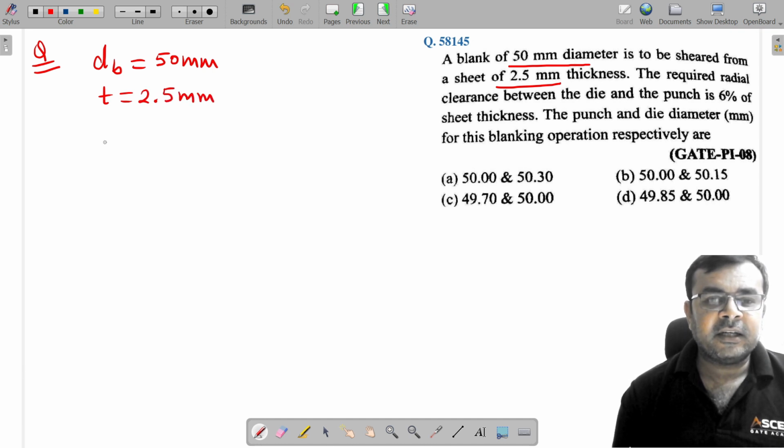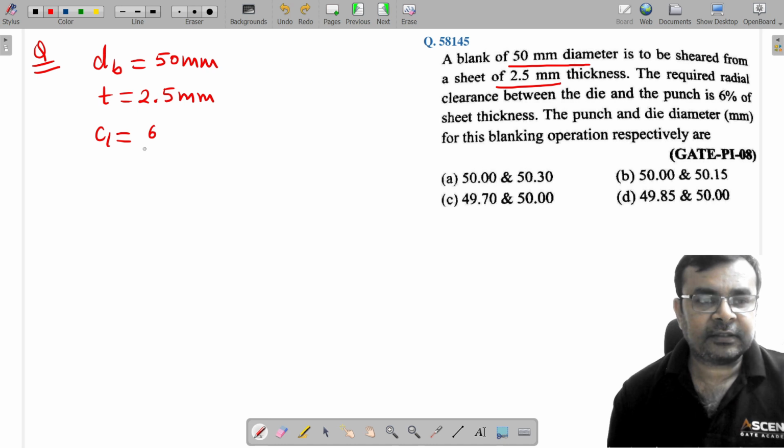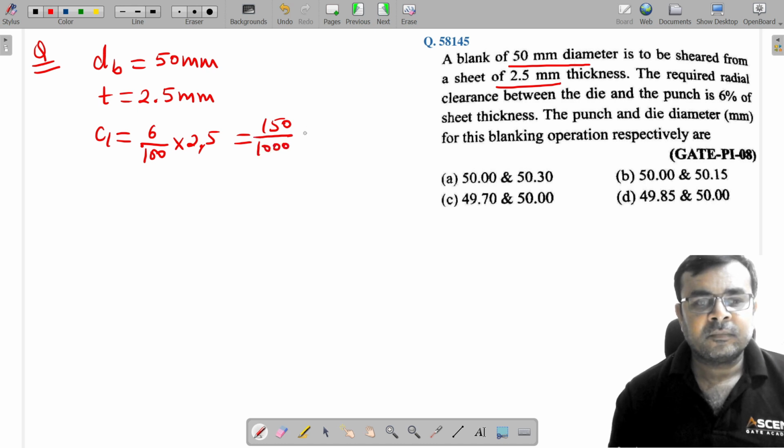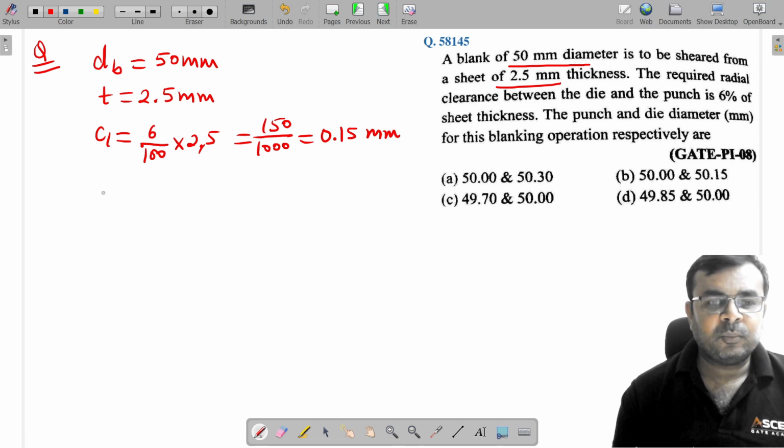The required radial clearance between the die and the punch is 6% of sheet thickness. This is radial clearance. Radial clearance means C, and this is 6%, means 6 by 100 into sheet thickness. Is it right? So this is 2.5. Correct? So if you simplify this, then here we get 150 by 1000, or simply you can say 0.15 mm. Yes or no? 0.15 mm. This is radial clearance.